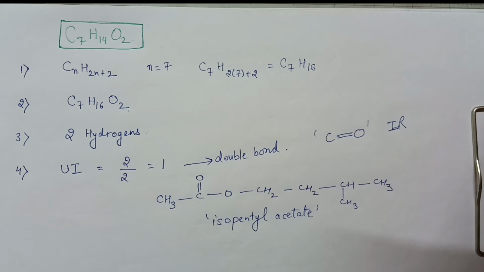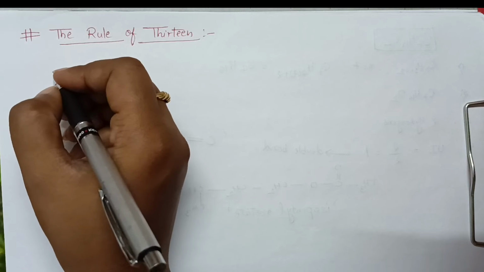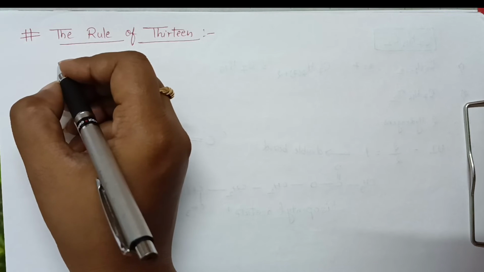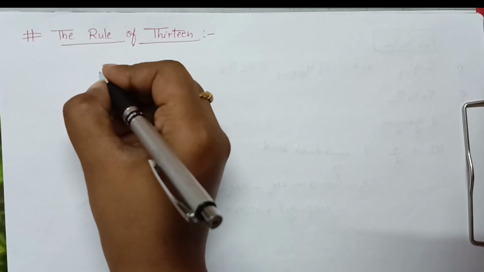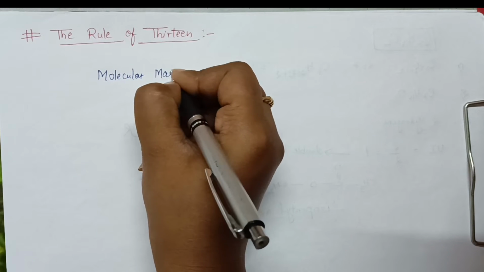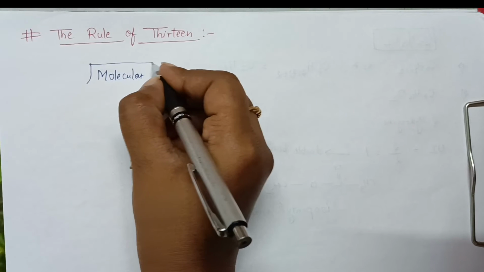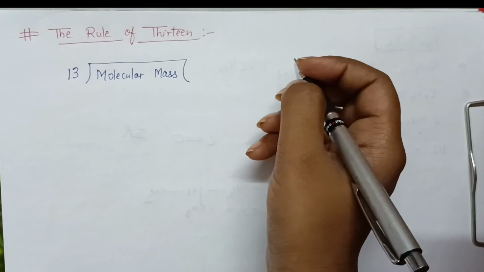Now we will move on to the rule of 13. So now we will discuss the rule of 13. This rule will help us to generate the possible molecular formula for the given molecular mass. So the first step will be the generation of the base formula. That base formula will contain only carbon and hydrogen. For that, whatever molecular mass we have, just divide that by 13. That is why it is named the rule of 13.